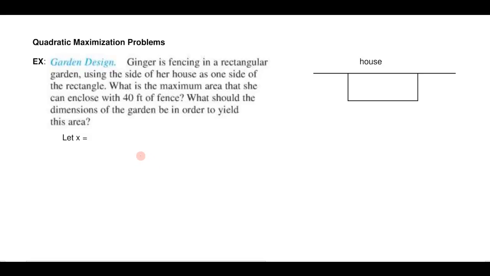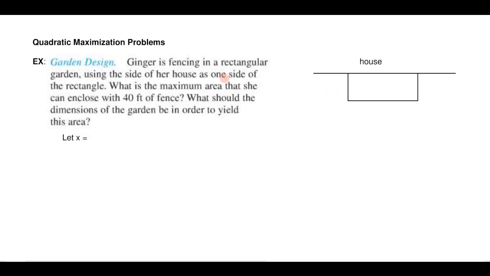Hi everybody. In this lesson we want to look at a quadratic maximization problem. So here's an example. Ginger's designing a garden and she's fencing in a rectangular region using the side of her house as one side of the rectangle. So here's her house over here and she's only going to have to fence three sides, and then the garden will be in this area. The question is, what's the maximum area she can enclose if she has 40 feet of fence? And then what dimensions would yield that maximum area?